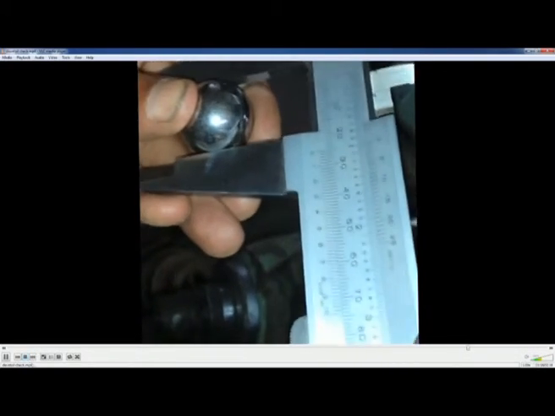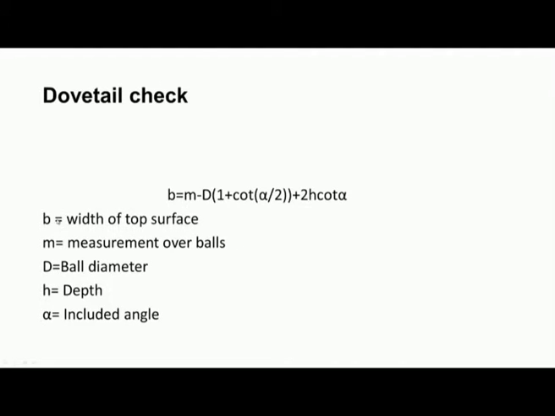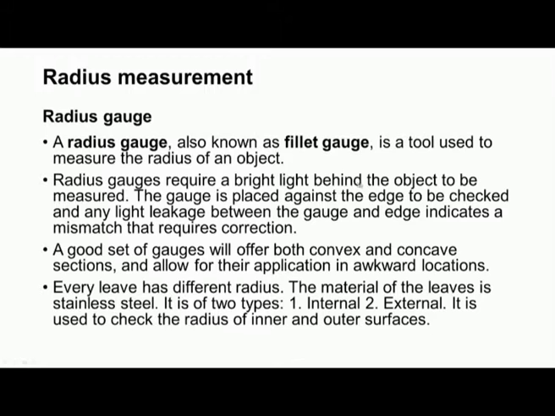Now, we are measuring the diameter of steel ball. Now, the measured values can be fed into this equation, and the unknown value can be determined. Now, we have completed the first part of module 8, that is angle measurement, tilt measurement and taper measurement. Now, we will move to the next part, that is radius measurement.